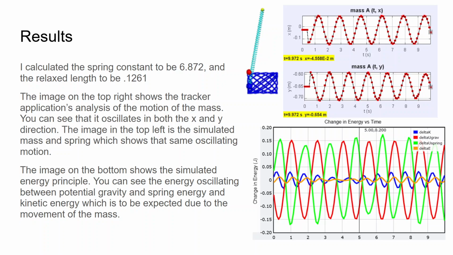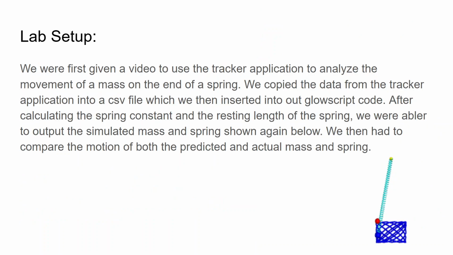The image on the bottom shows the simulated energy principle, and you can see the energy oscillating between potential gravity and spring energy and the kinetic energy, which is to be expected due to the movement of the mass.